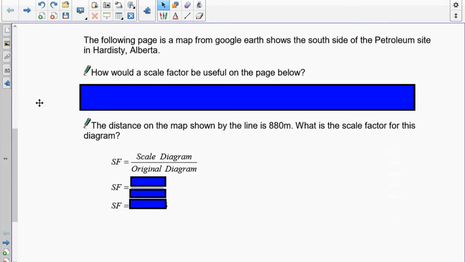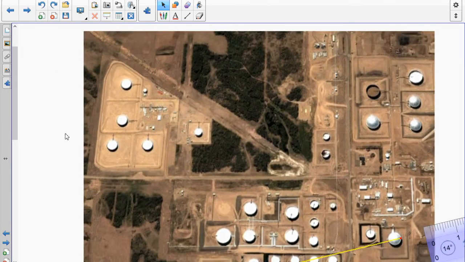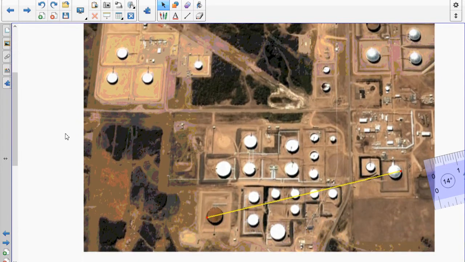The following page is a map from Google Earth that shows the south side of the petroleum site in Hardisty, Alberta. How would a scale factor be useful? So let's just pop over and take a look at this. This is the aerial view of just part of the Hardisty plant. And what would this be useful for? Well, you can see here that here's your buildings down here. You get an idea how big they are compared to the size of the tanks.